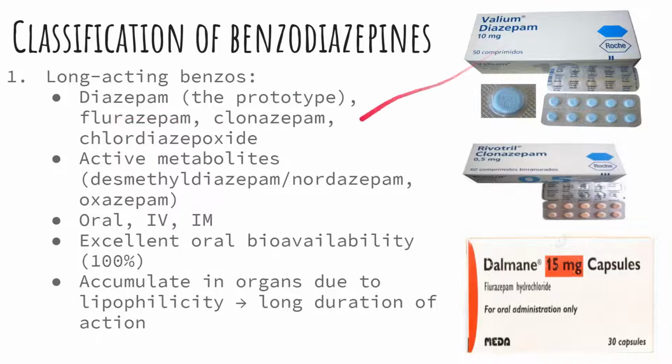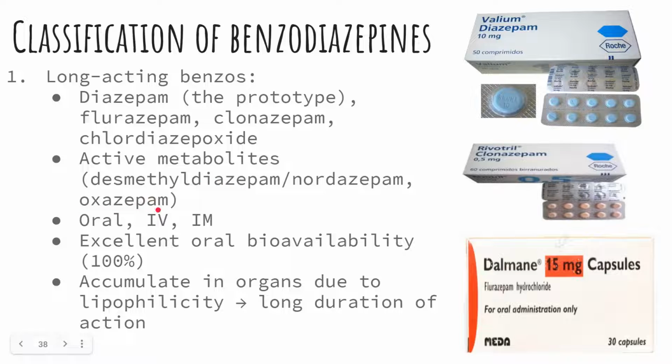Diazepam, we can see it over here. Flurazepam, this one right over here. And clonazepam, which is this one right over here. And chlordiazepoxide, which I didn't include. Active metabolites, زي ما حكينا, are produced by the metabolism of long-acting benzos. These active metabolites can include things like desmethyldiazepam, also called nordazepam, and another active metabolite is oxazepam.